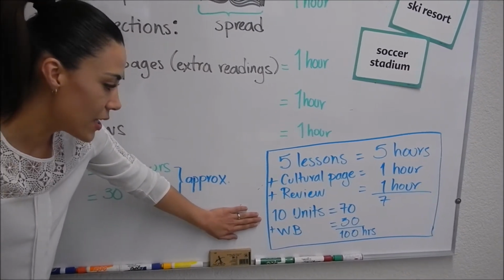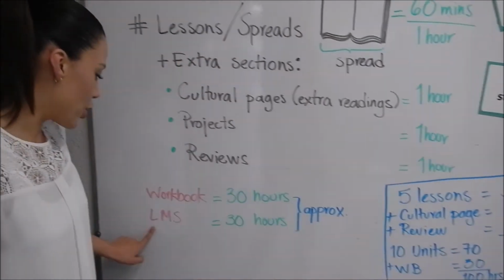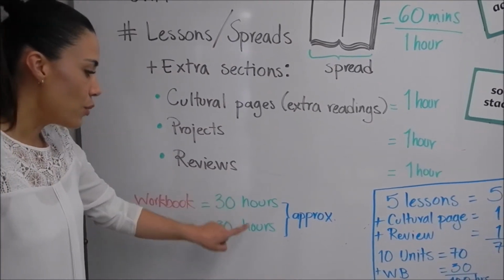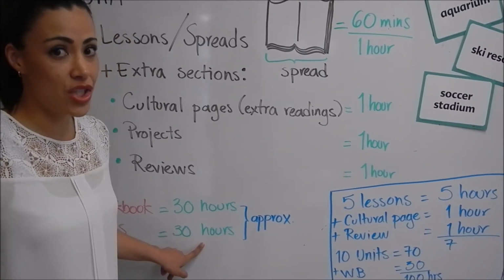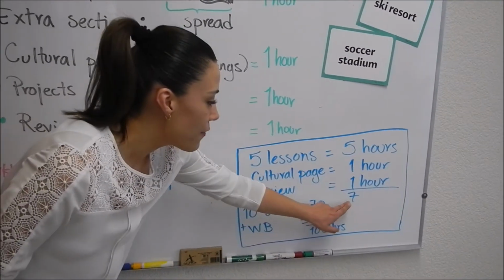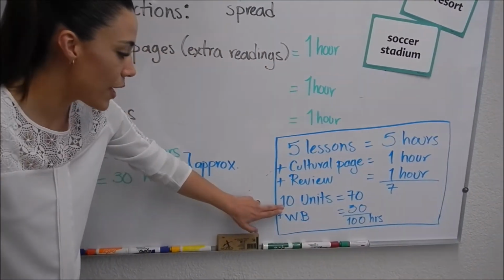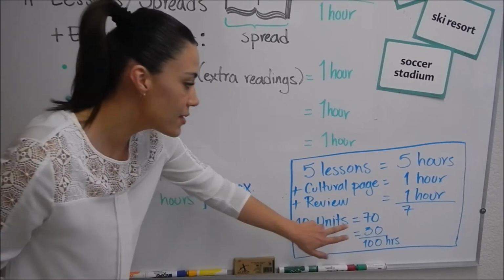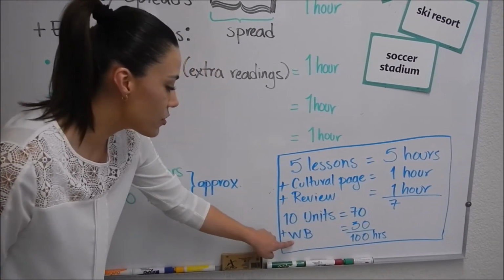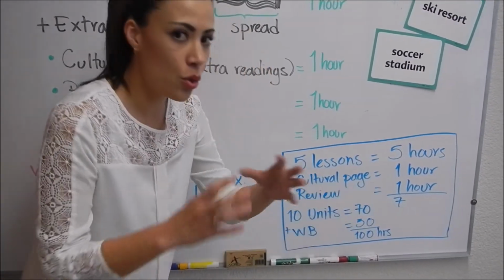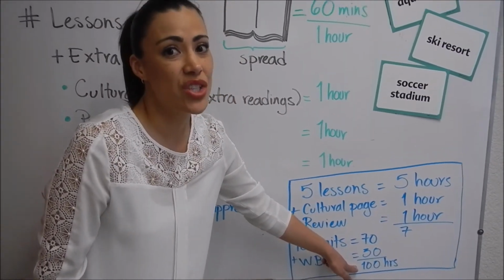Then if you decide to work with the workbook or with a learning management system, each one of those was designed to last around 30 extra teaching hours. So if you have 7 teaching hours per unit and you have 10 units in one book, it means the student book will last 70 teaching hours. Plus the workbook, it means the whole level will last around 100 teaching hours.